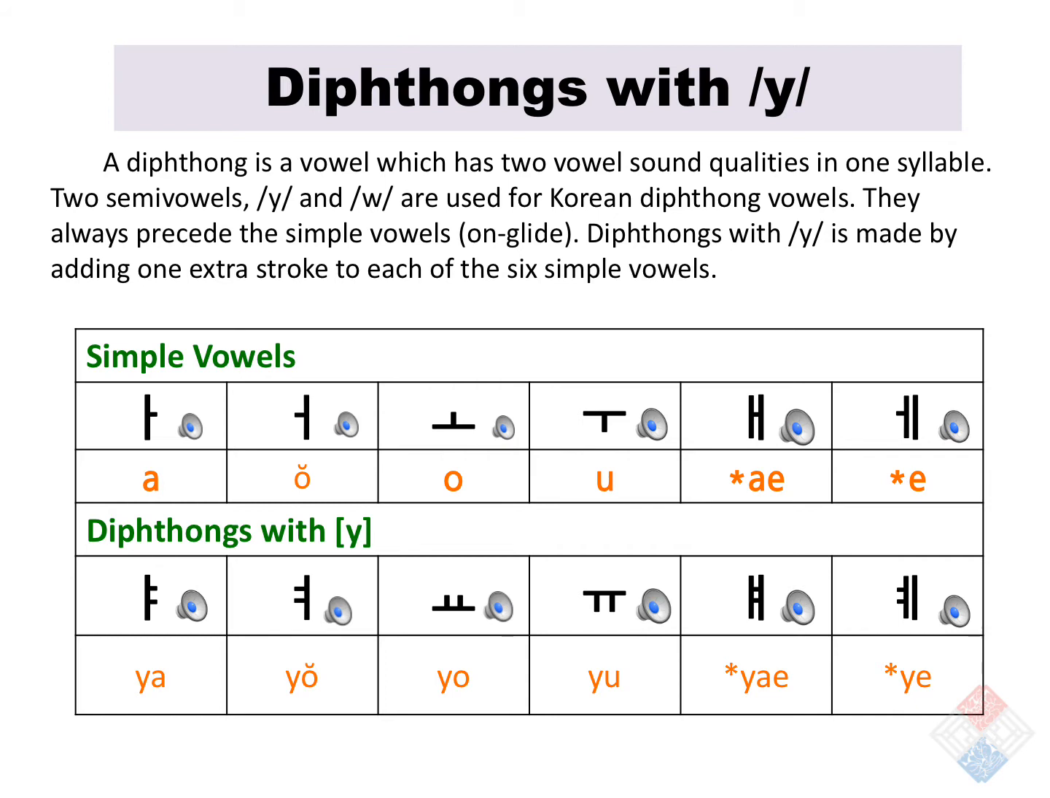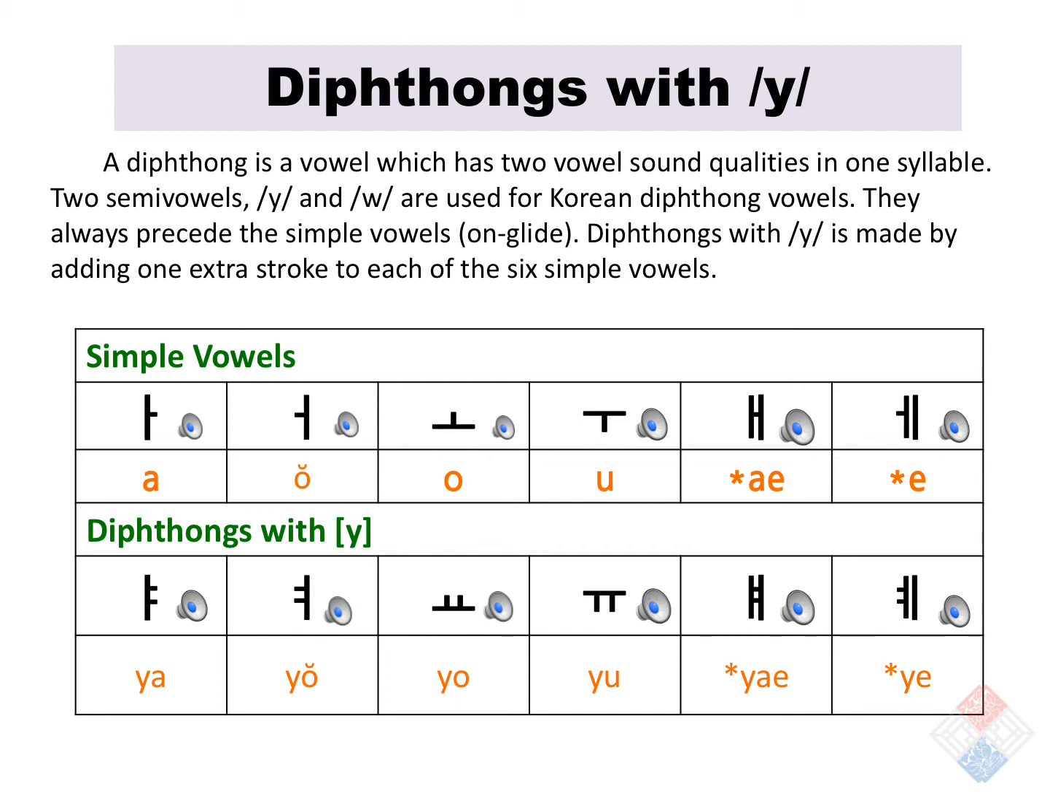So diphthongs with a y sound, this y symbol, that's a y sound we have in words like young, university, like that. And that's a semi-vowel. So a diphthong is a vowel which has two vowel sound qualities in one syllable. Two semi-vowels, y and w, are used for Korean diphthong vowels.